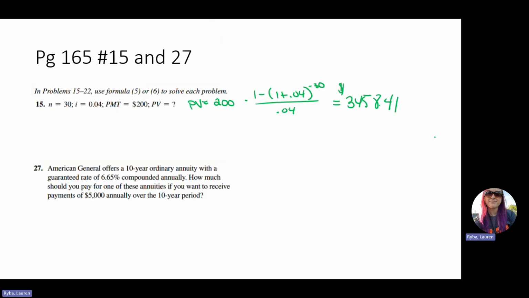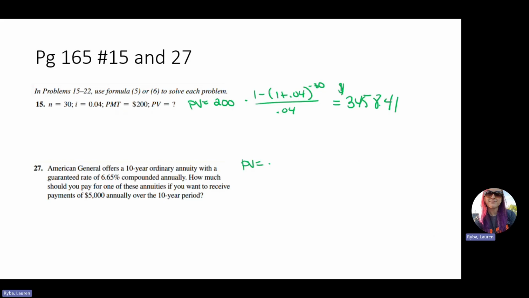American General offers a 10-year ordinary annuity with a guaranteed rate of 6.65% compounded annually. How much should you pay for one of these annuities if you wish to receive payments of $5,000 annually over a 10-year period?